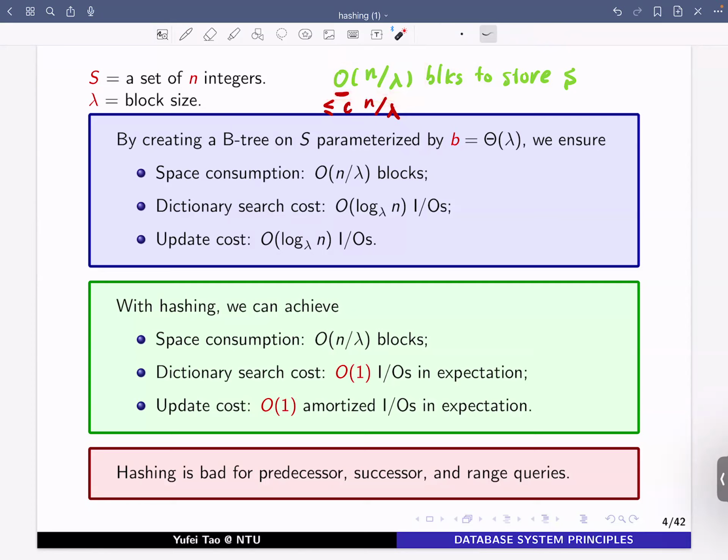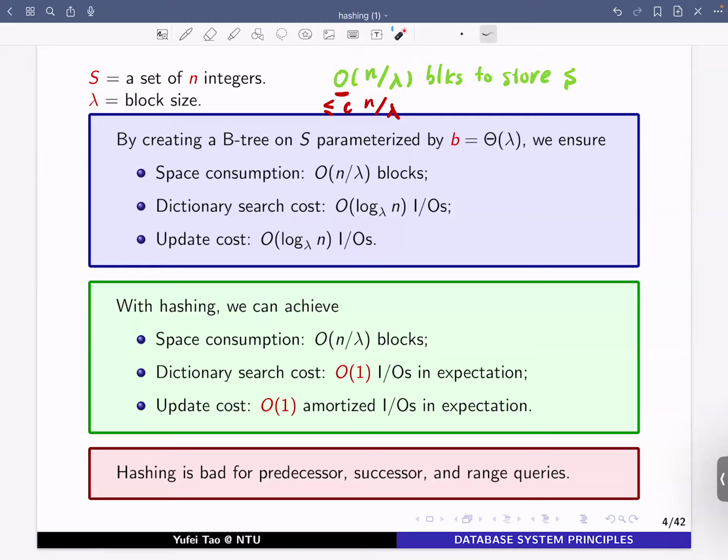Now pay attention, this is n divided by lambda. And in particular, this is not n. If you use n blocks to store n integers, it's a huge waste because essentially you're saying every block contains just a single integer. You are really wasting a lot of space. On the disk, linear space should be understood as n over lambda blocks. So this is understood as the linear number of blocks. All right, so this is very important.